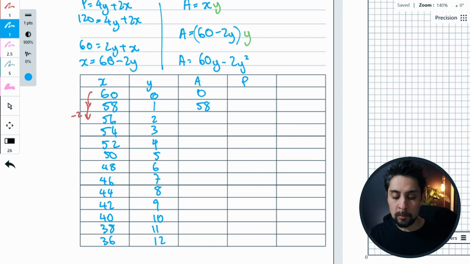60 times 2 is 120. Take away 2 times 2 squared. So that's 8 here. 2 times 2 squared is 8. 120 take away 8 is 112, I think. Let's just get out our calculator and we'll let the calculator do the rest of the work.